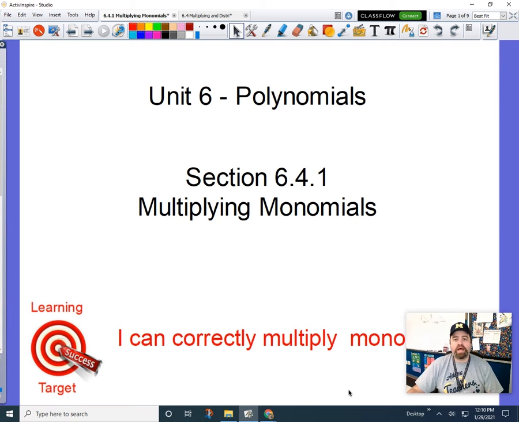When you multiply terms, you can multiply anything together. So they don't have to necessarily be matching for you to multiply, but the exponents get affected when you do multiplication because that's what exponents are for.